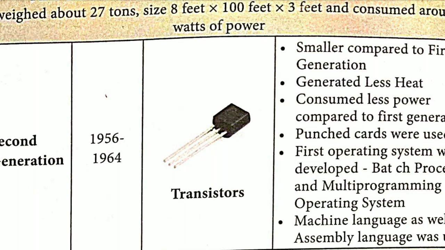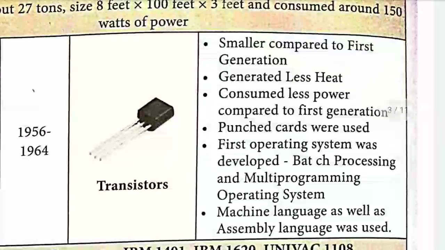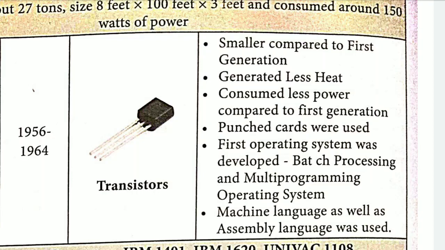Okay, so this has some merits and demerits. Smaller compared to the first generation, less heat, consumes less power compared to the first generation. Punch cards were used. First operating system was developed. Batch processing and multi-programming were used in the operating system. Machine language as well as assembly language were used. So these are all the merits and demerits of this second generation computer.